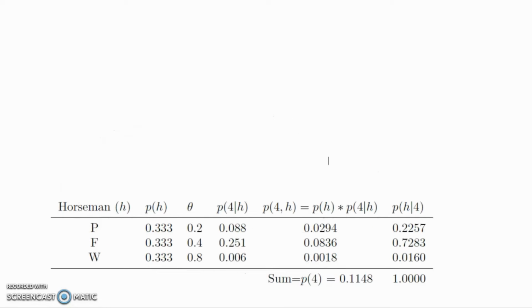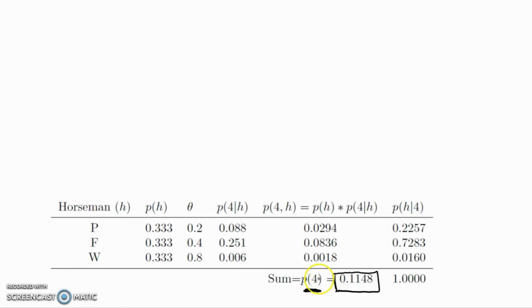Now we can move to this fellow. So this is the marginal probability of having 4 dead. So that's the marginal probability. And there's a couple of ways to think about how we would arrive at this value of 0.1148.